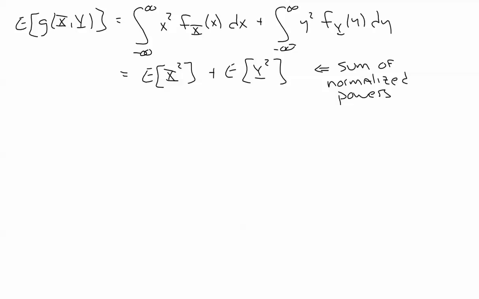All right, well, let's go ahead and evaluate that. Let's find what the normalized powers actually are. We'll do it for the mean squared value of x, and by extension, we'll get the mean squared value of y by symmetry.